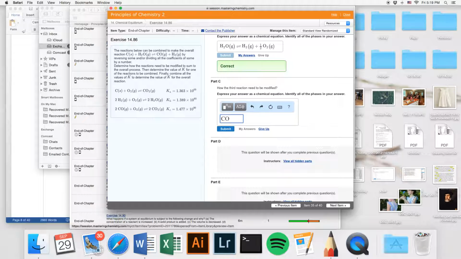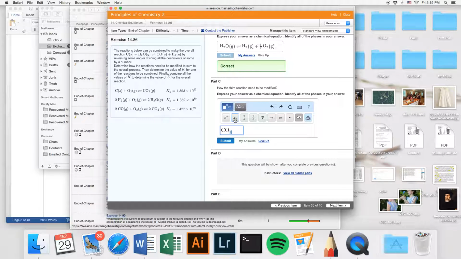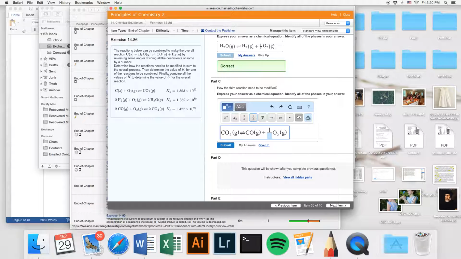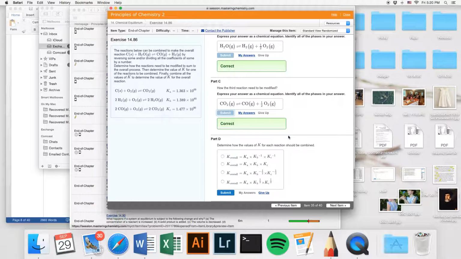Okay, and this one was also backwards and half of it. So it's going to be carbon dioxide, because it's only half, CO2 gas. That's the only reactant because it's backwards, right? Is in equilibrium with carbon monoxide gas, plus O2 gas, oops. Is that backwards of that? Carbon monoxide, nope, this is supposed to be 1/2. Okay, so that works. Now determine how the values of K for each reaction should be combined.